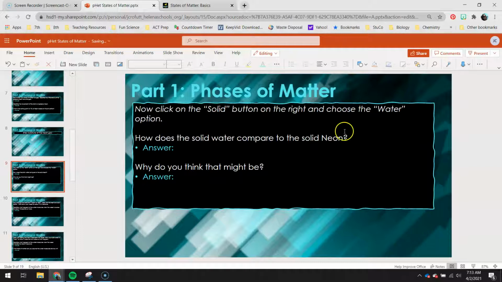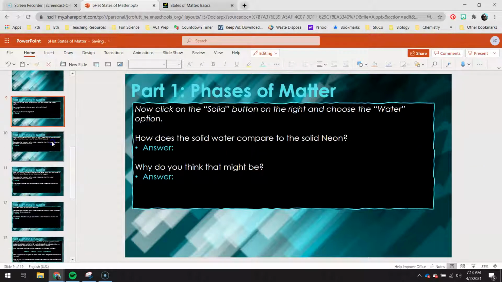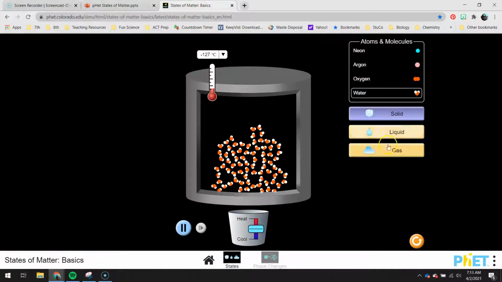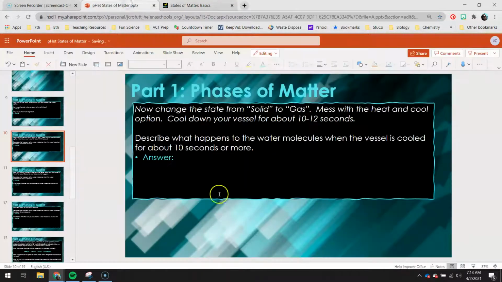Okay, how does the solid water compare to the solid neon, and why do you think that might be? Okay, so what's different about it mainly? Okay, now change the state of matter from solid to gas. So now let's look at our water in the gaseous form.